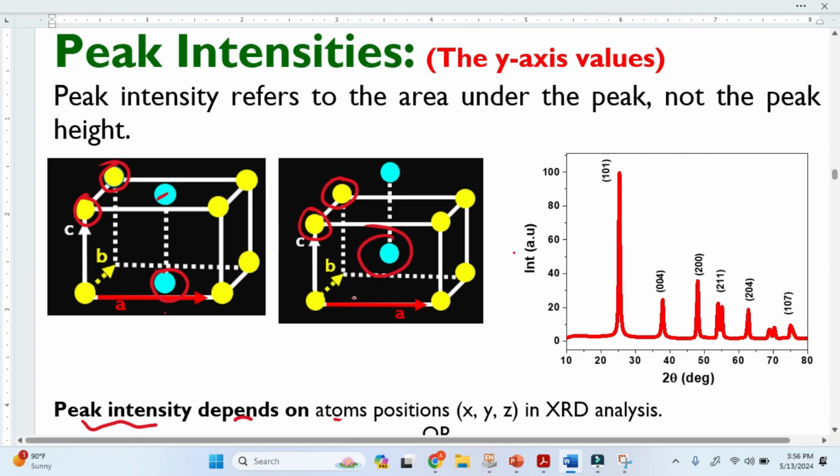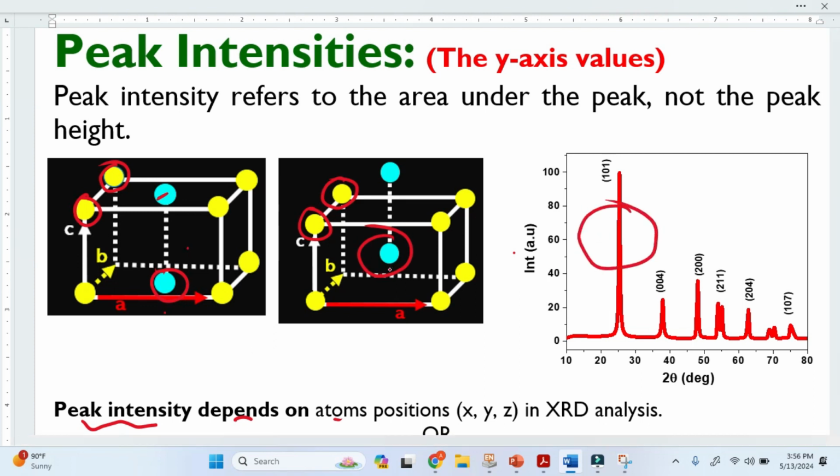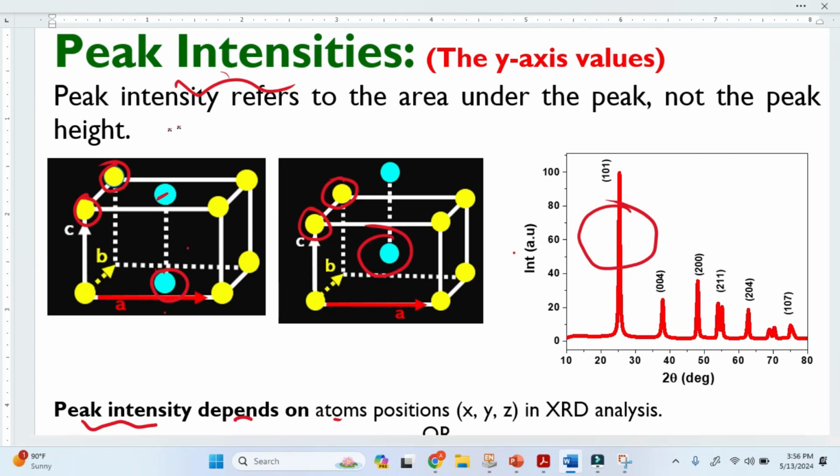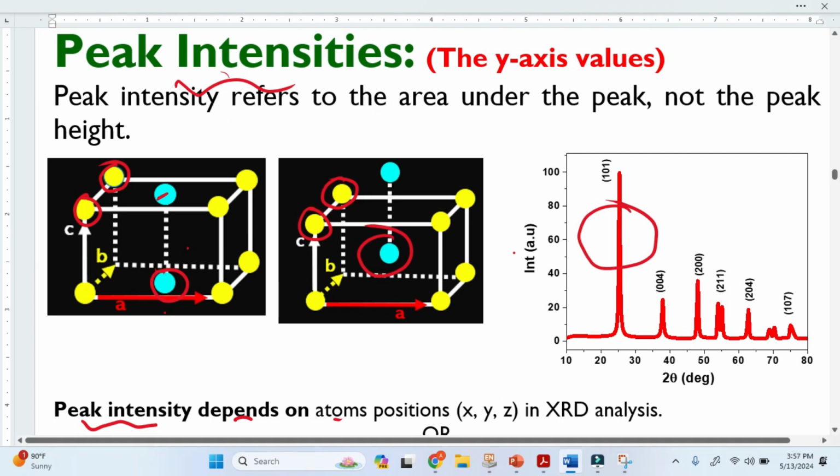But we will see now that from the base centered orthorhombic unit cell, we will get the diffraction peak intensity, and from the body centered orthorhombic unit cell we will not get the peak intensity. We know peak intensity is a very important parameter in XRD peak shapes. Peak intensity refers to the area under the curve. When we zoom in, when we magnify, the area under the curve is called peak intensity.